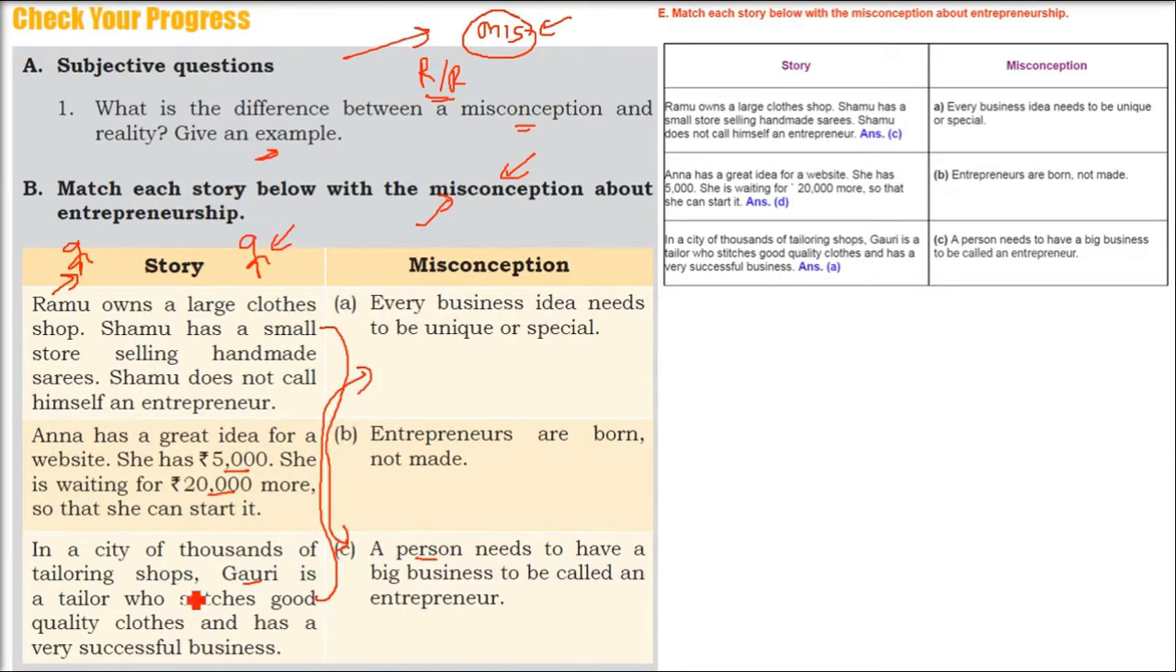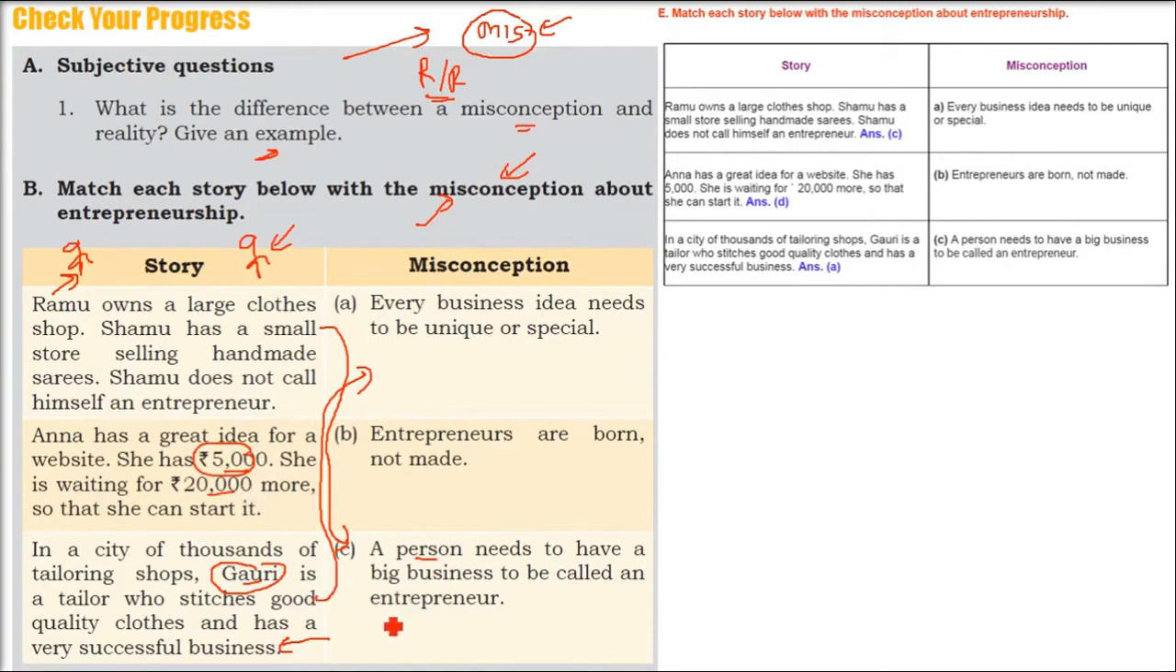Okay. So now she has a business idea. She is working hard. She's also getting profit. So she is making something very good, which people are liking. So how do you relate it? Every business idea needs to be unique or special. This is a misconception. Now coming back to the Anna.